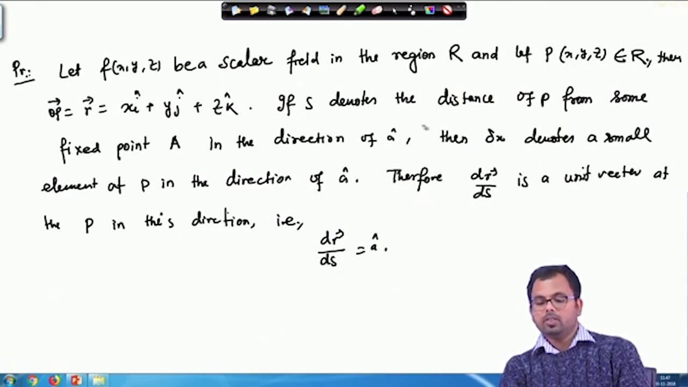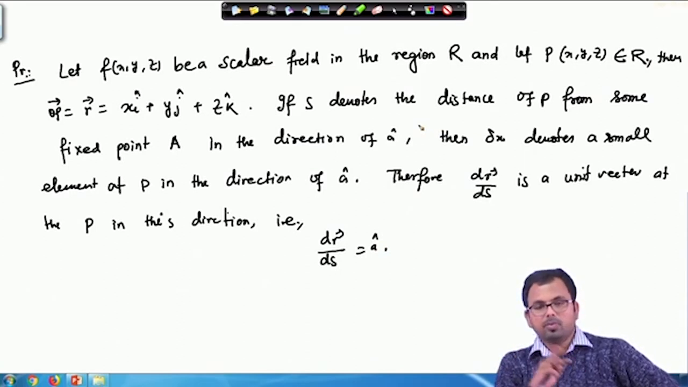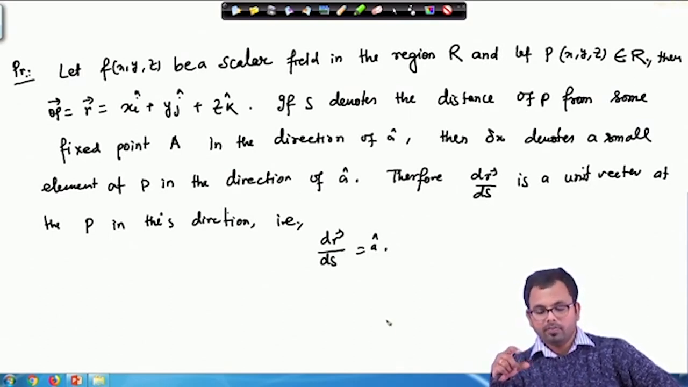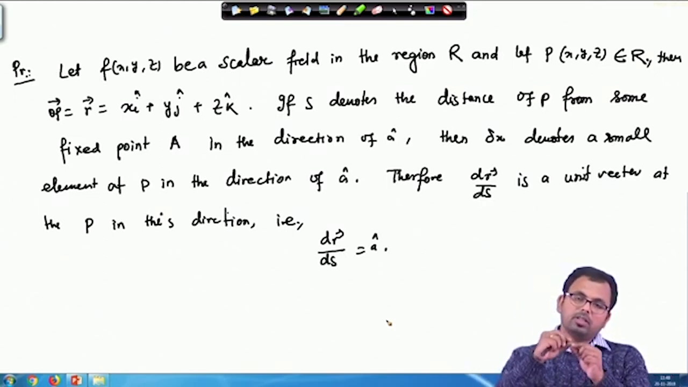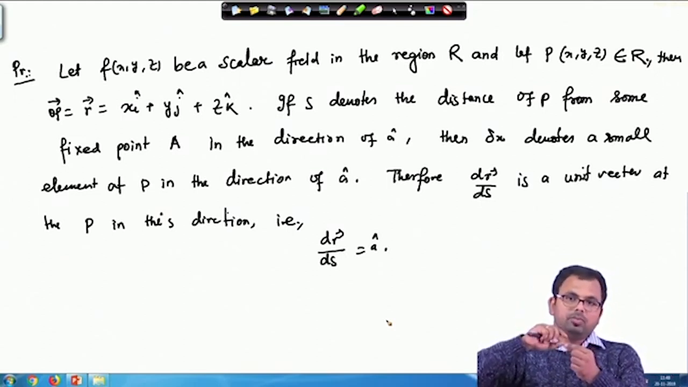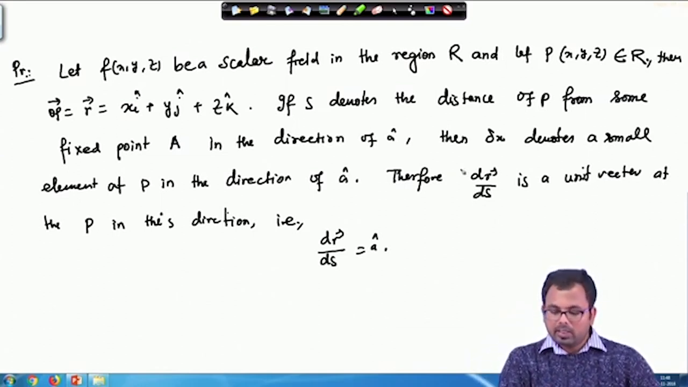So, what we are doing is we are assuming the distance of P from any fixed point A in the direction of a cap. So, in the direction of a cap, we assume any arbitrary point, let us say A, and S denotes the distance. And then a small increment in the point P in the direction of A is denoted by delta x. So, if we are moving along the surface from P to let us say Q or P to A, then that small increment is basically our delta x, in the direction of A, of course.